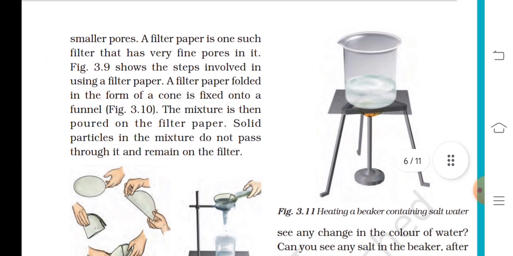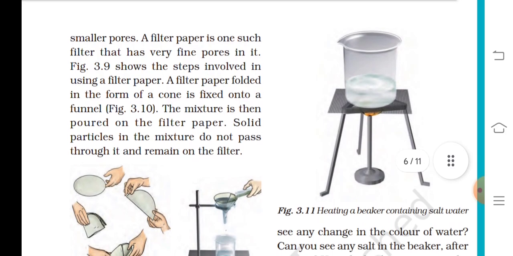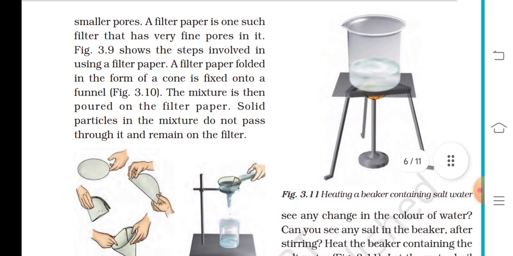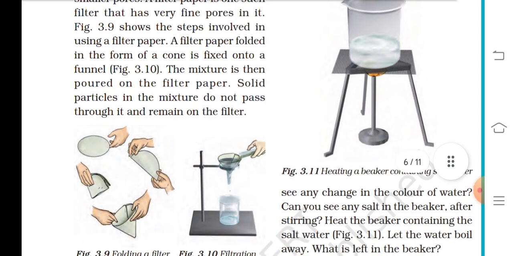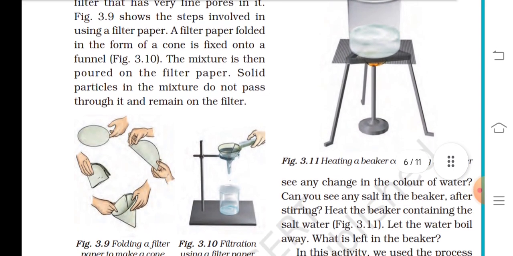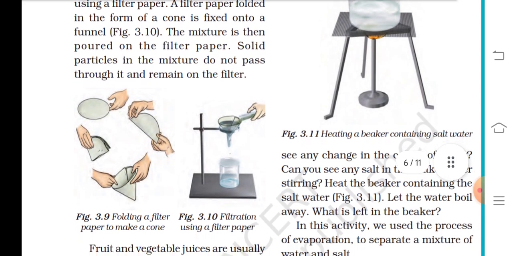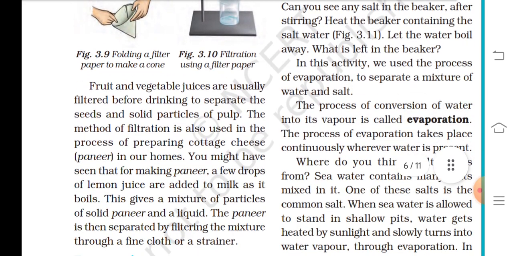A filter paper is one such filter that has very fine pores in it. Figure 3.0 shows the steps involved in using filter paper. A filter paper folded in the form of a cone is fixed on the funnel. The mixture is then poured on the filter paper. Solid particles in the mixture do not pass through and they remain on the filter.